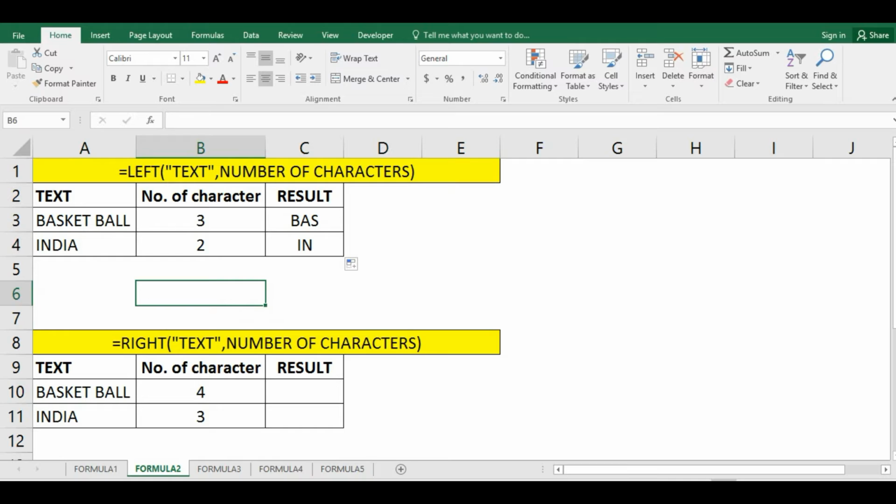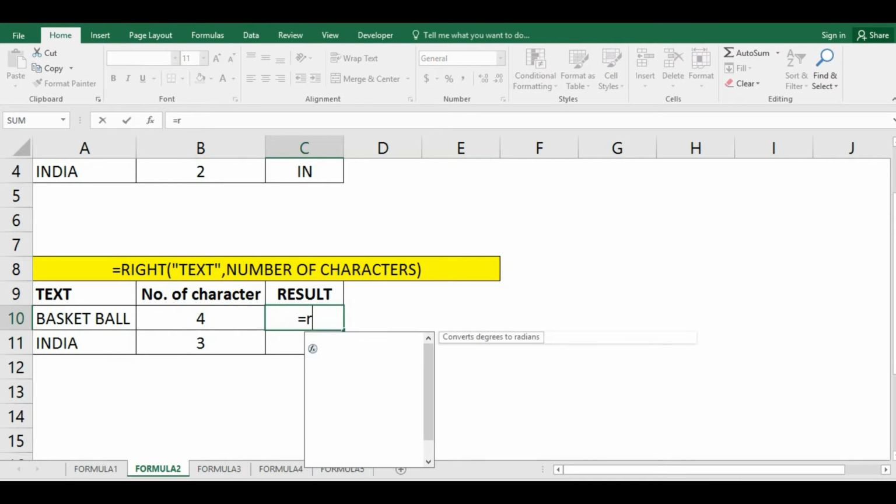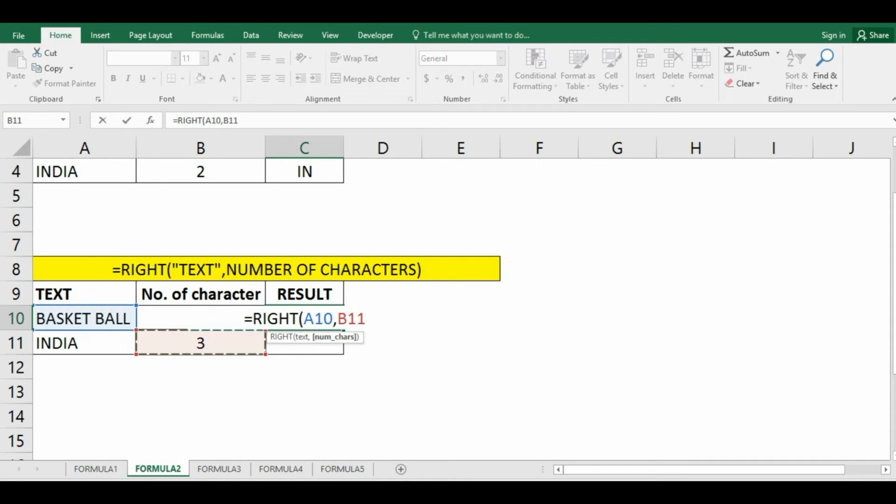Next one, right formula. This is syntax for right formula. This formula is used to extract the right characters from the given value. For example, I am going to extract 4 right characters from this value and 3 right characters from this value. Select the text. Number of characters.